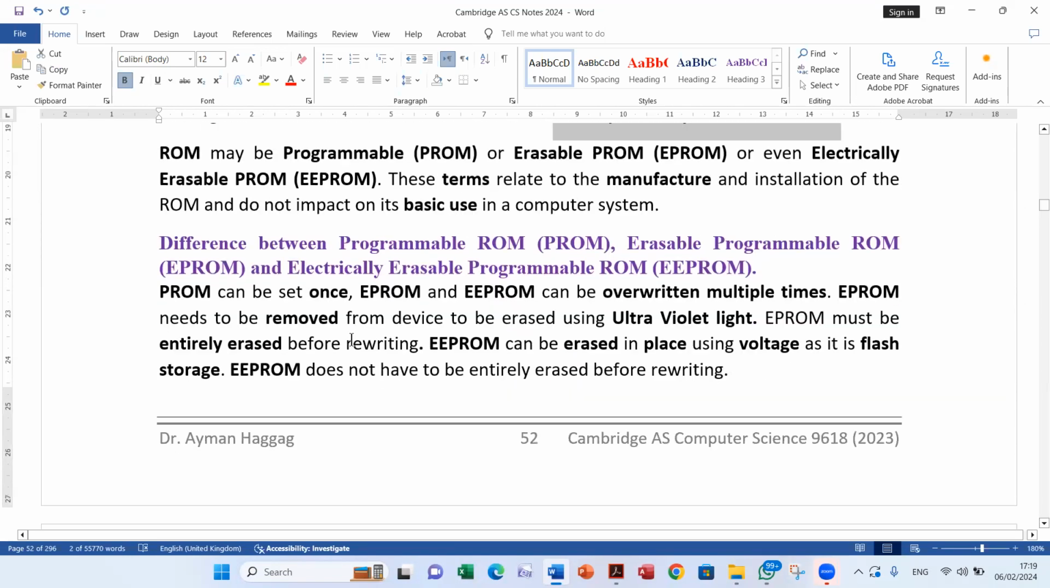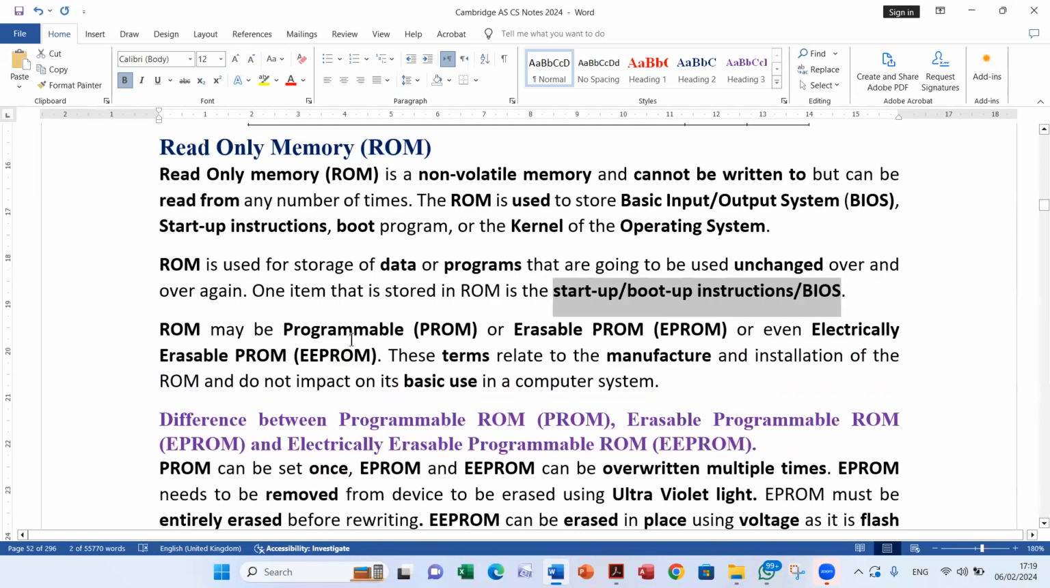ROM may be programmable ROM. The point is things are changing. So the ROM is read-only memory, initially cannot be written to. However, there are newer versions of ROM. One of them is called PROM, which means programmable read-only memory. So it is writable. Programmable means data can be written to it. But with programmable ROM, you can write to it once and the data remains on it forever.